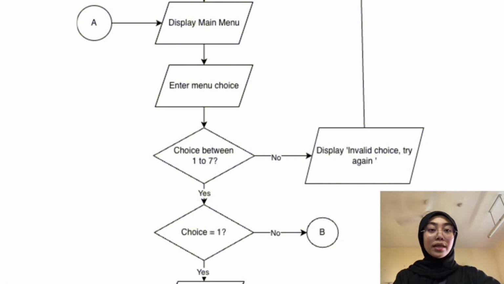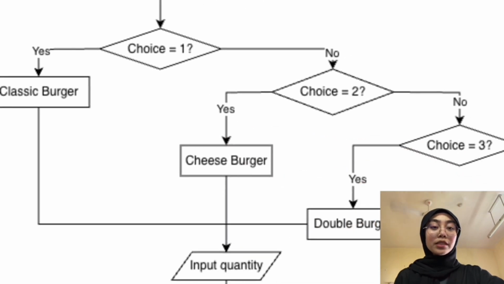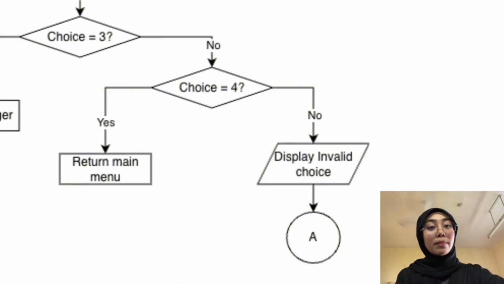If the customer enters an invalid choice, the system displays invalid choice and returns to the main menu through connector A. If the customer selects option 1, the system will display the burger menu. The customer can choose classic burger, cheeseburger, double burger, or select back to return to the main menu.